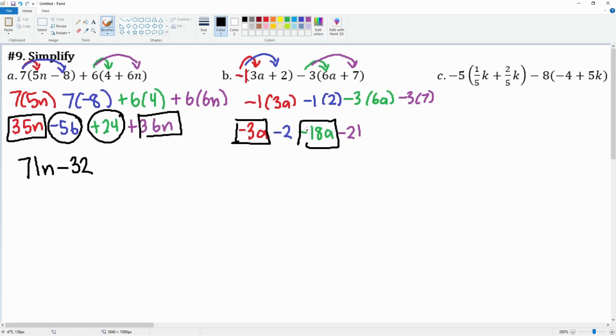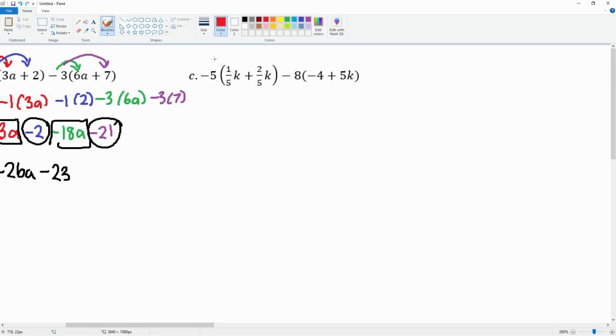-3a and -18a. That gets you -26a. You have -2 and -21. That gets you -23. Okay, negative with another negative gets you a larger negative. Okay, there you go.